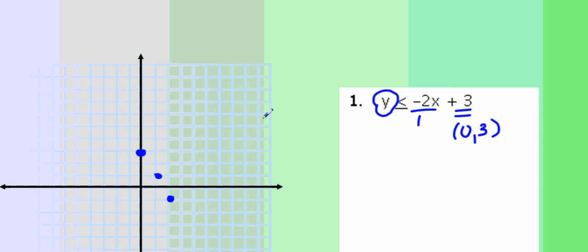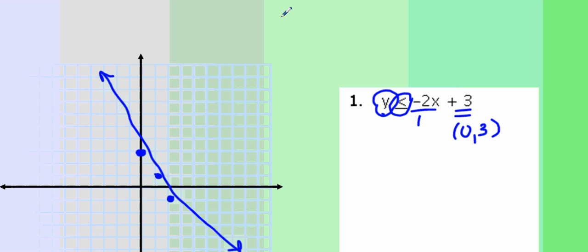Before we connect our points together, we want to double check our inequality sign. Our inequality sign is the less than or equal to symbol, which means I'm free to connect my points together with a normal solid line. Not the best line.